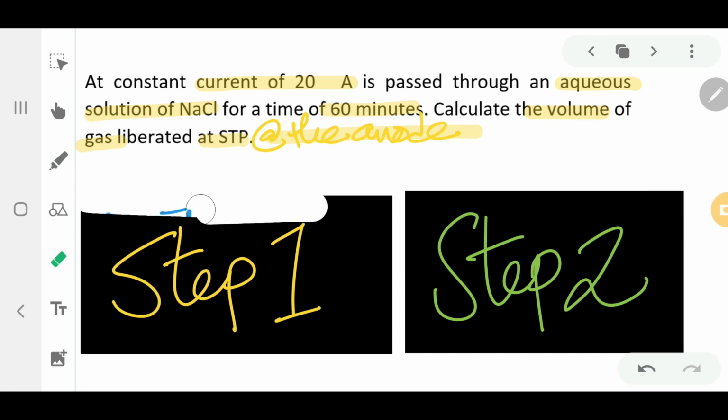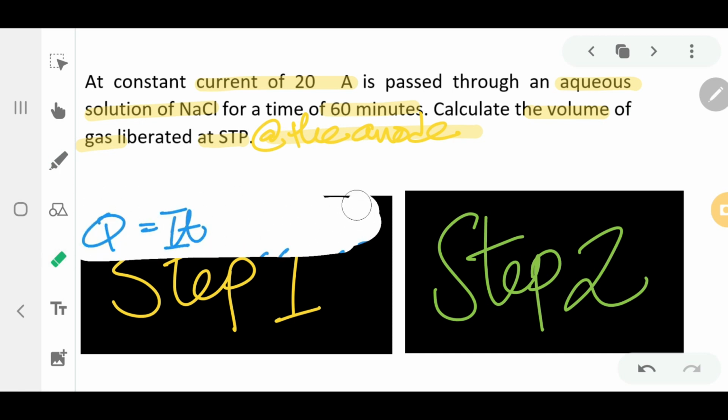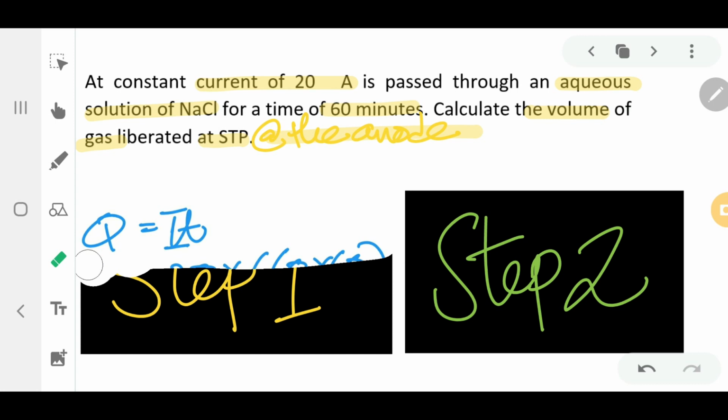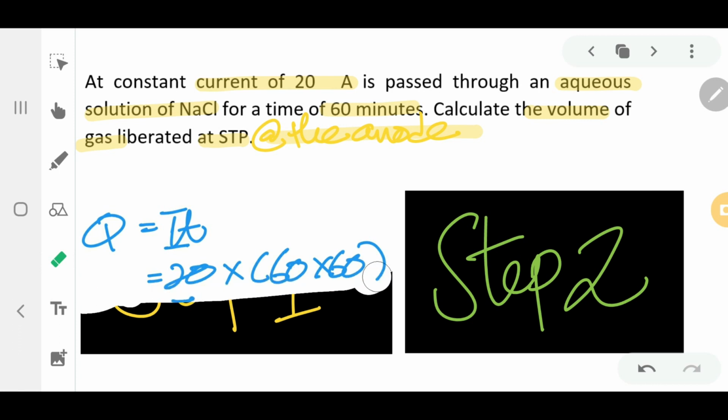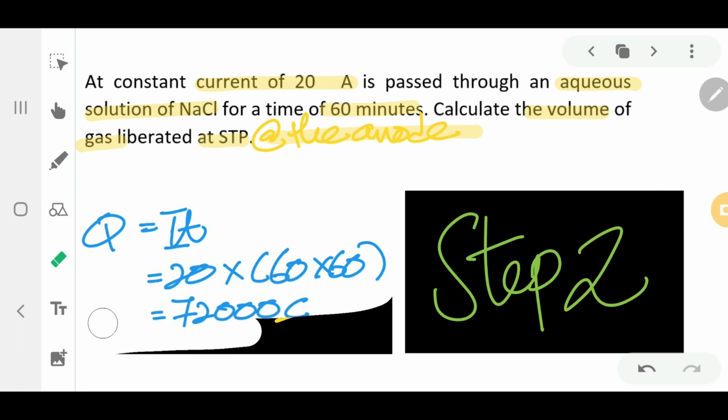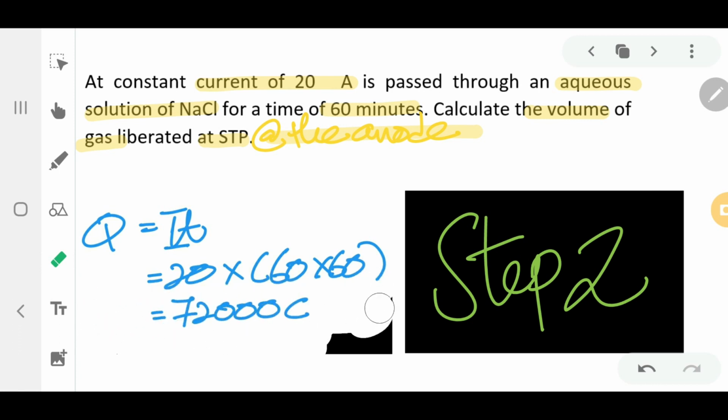Step 1, we will be doing the same thing. Q equals to IT, and you'll get the coulomb over here.